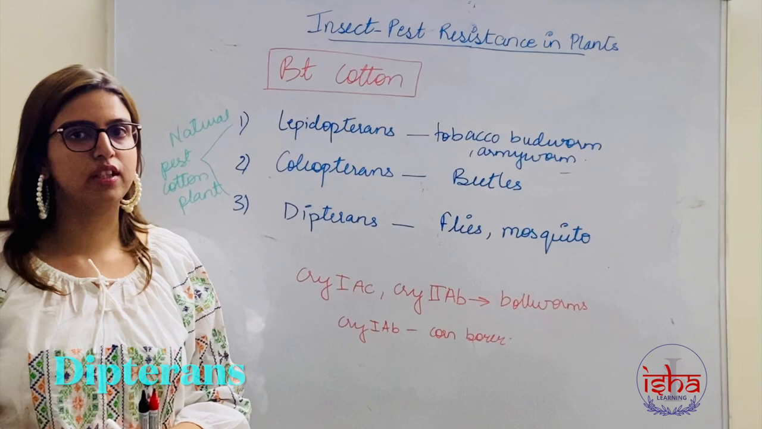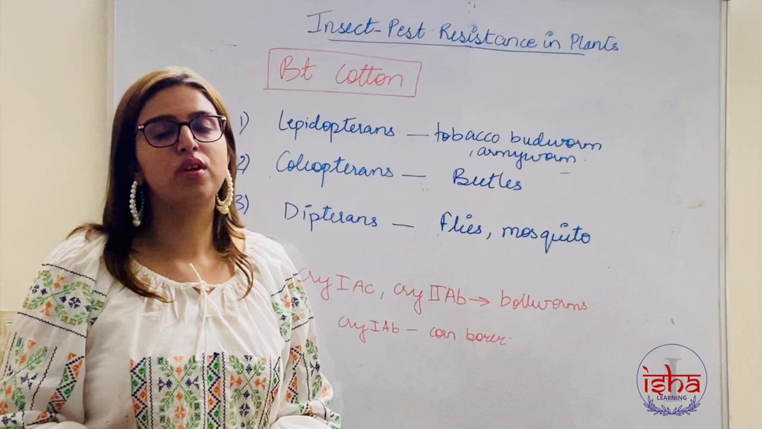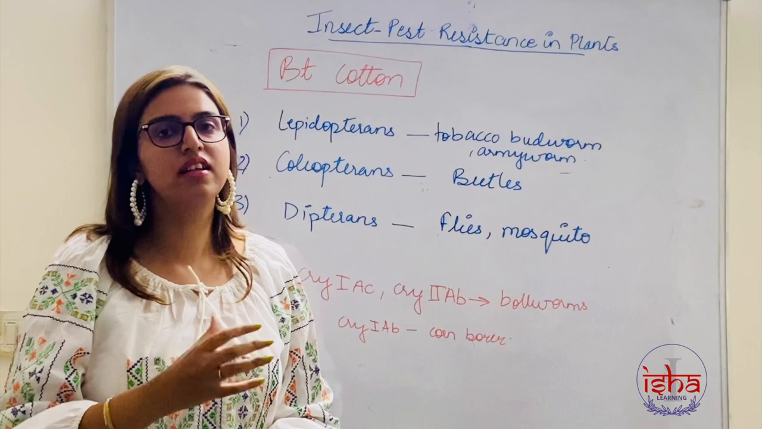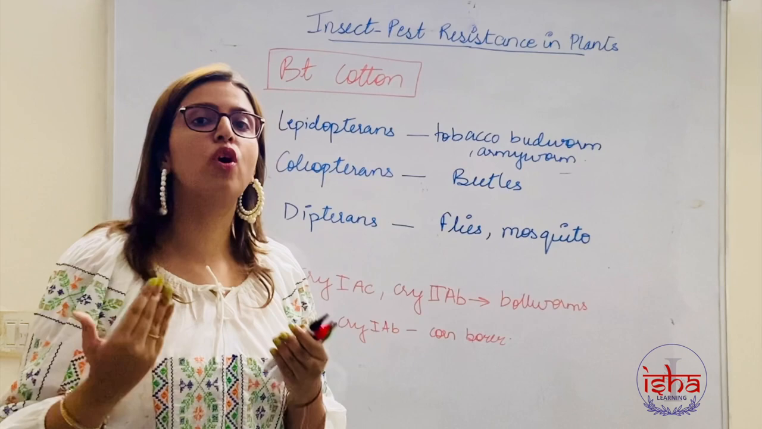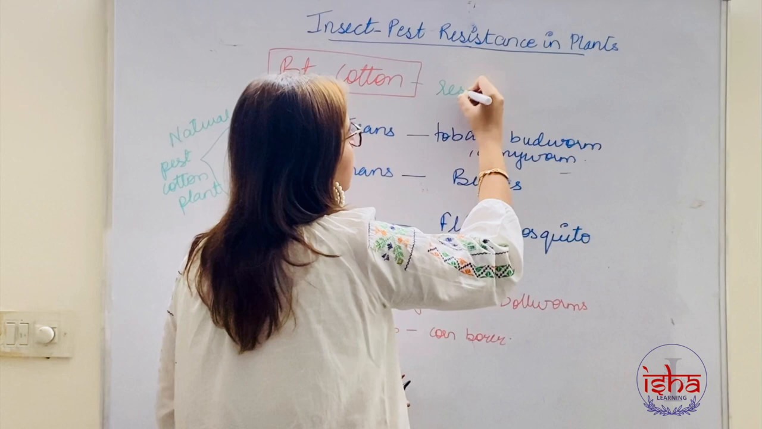Now we want to make the cotton plant resistant to these pests. So, like I told you earlier, we'll take the cry gene and put it in the plant. The crystal protein will be made. And now my cotton plant will be called the Bt cotton plant. Now my Bt cotton plant will be resistant to pests.